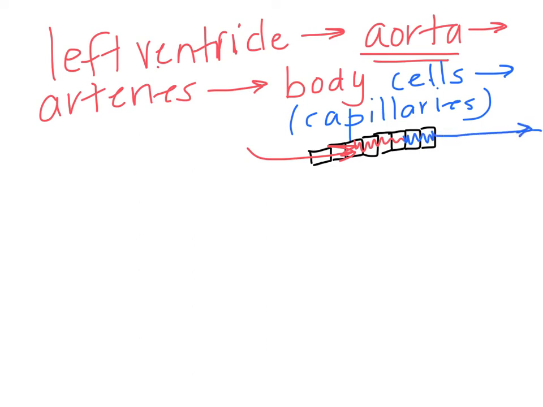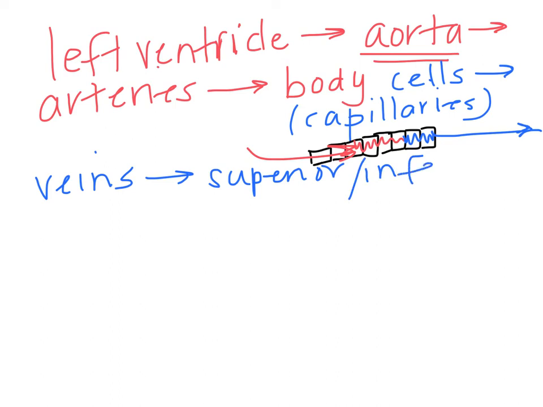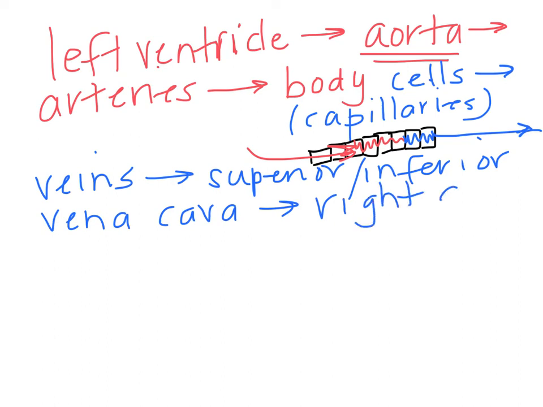Okay, so when it leaves, it is now returning back to the heart, which means it's going to return back to the heart through your veins, which are going to lead to the superior and inferior vena cava. There's that R and that I connection thing again. And then into the heart, into the right atrium, into the right ventricle.